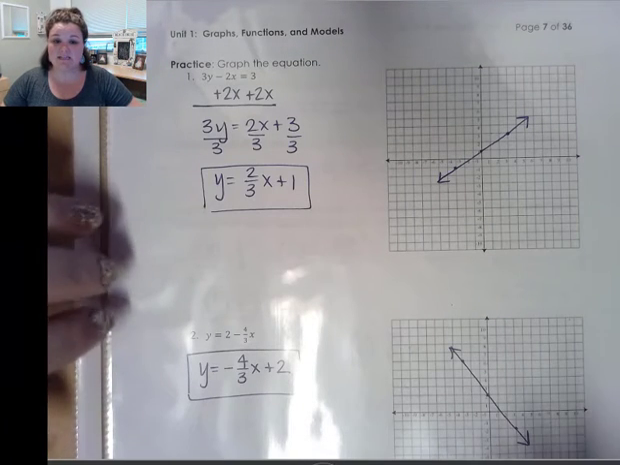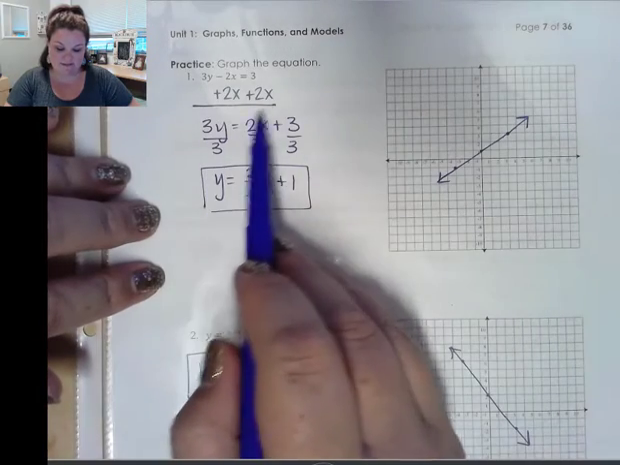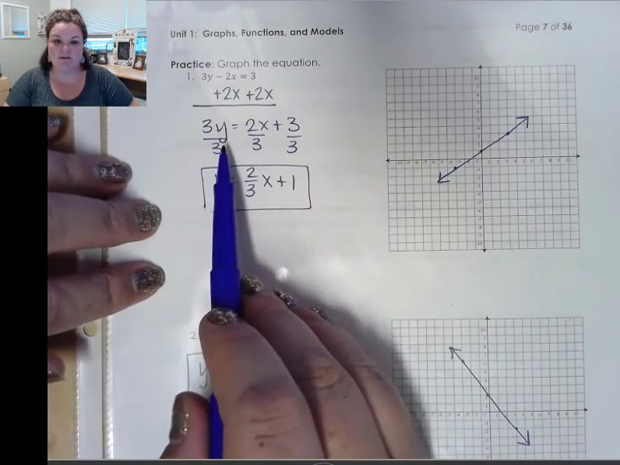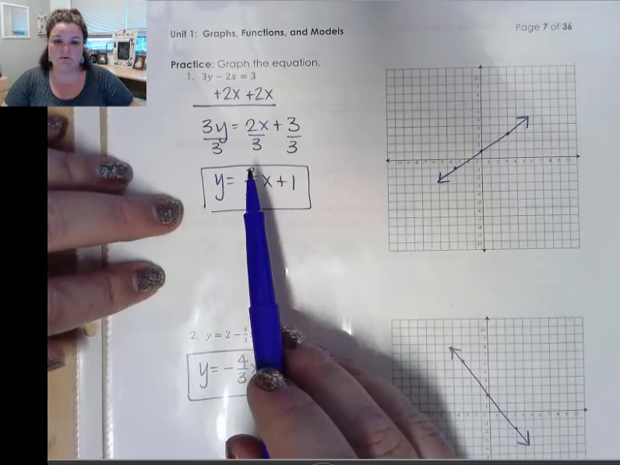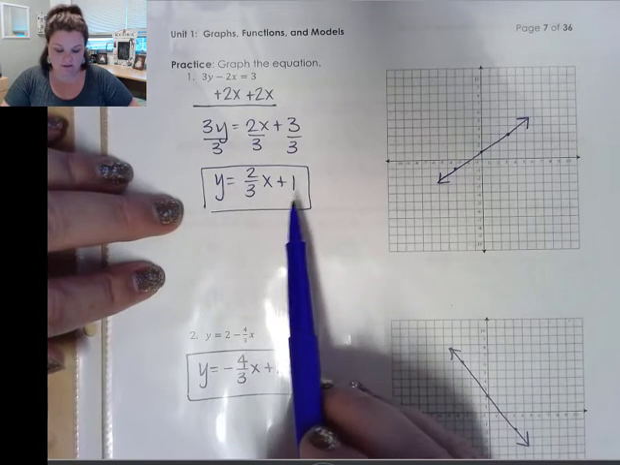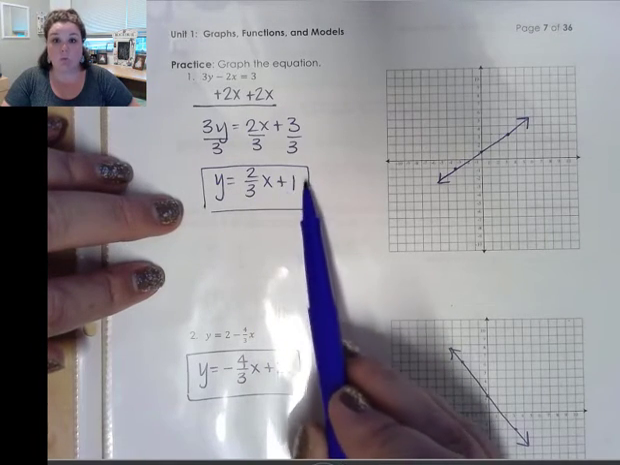Okay, so on the first one, to get it solved for y, we move our 2x to the other side, and then we divide off our 3. So we should get y equals 2/3 x plus 1. Our y-intercept would be at 1.